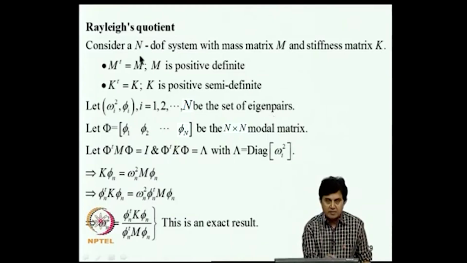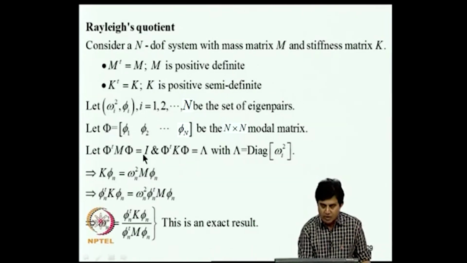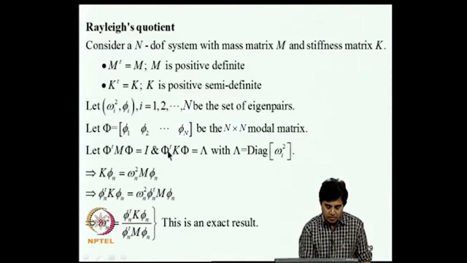So, these are obtained by solving the eigenvalue problem associated with these two matrices, and phi is the modal matrix. So, it is the matrix of the eigenvectors. This is an n cross n matrix, each column represents one eigenvector, and I assume that these eigenvectors have been normalized, so that phi transpose m phi is an identity matrix, that means these normal modes are mass normalized, and phi transpose k phi is a diagonal matrix where the diagonal entry is omega i square. Okay. So, these are the orthogonality relations and the normalization conditions used.